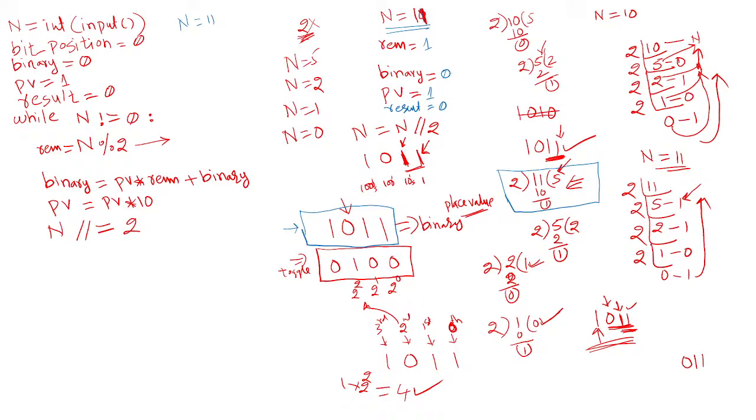Now we are trying to get this binary representation. So it is place value into remainder. Place value is 1, into remainder 1, 1 into 1, 1 plus binary 0. Then binary value will become 1 here. Then you are incrementing the place value, multiplying the place value by 10. Then reducing the n value to the next number. So n value now becomes 5 here.